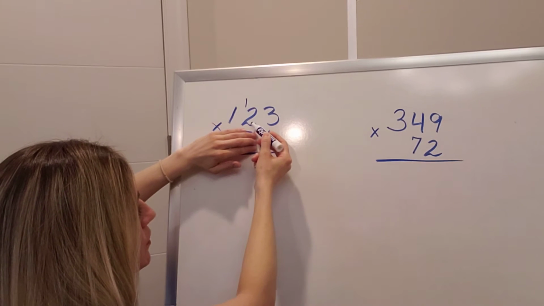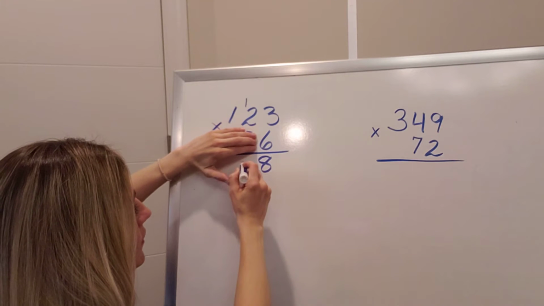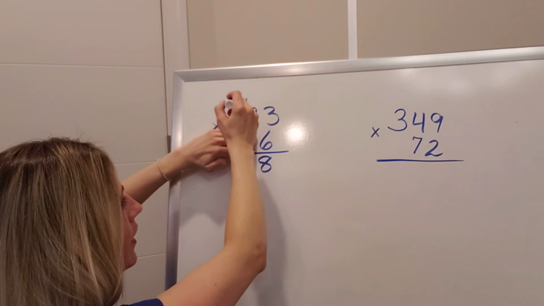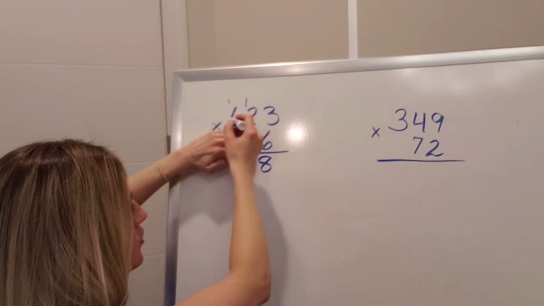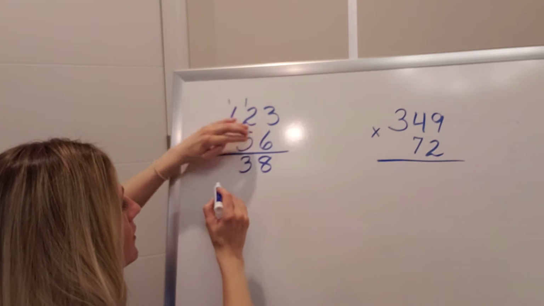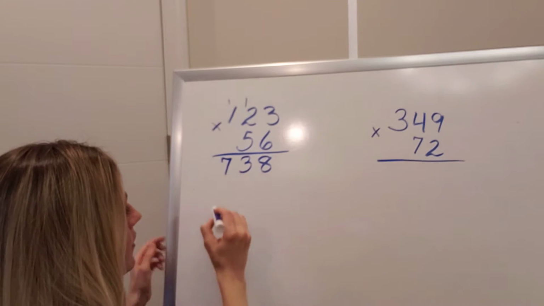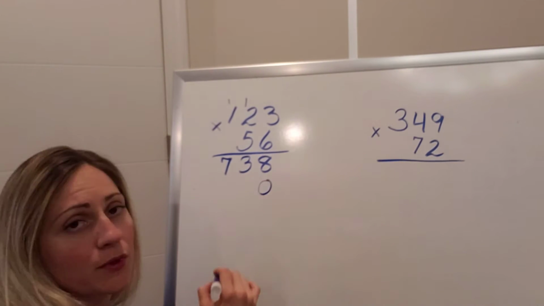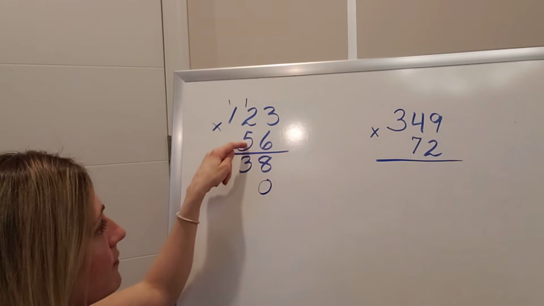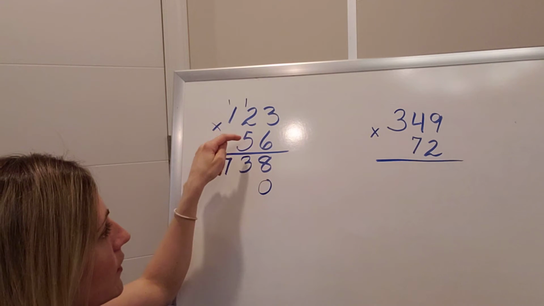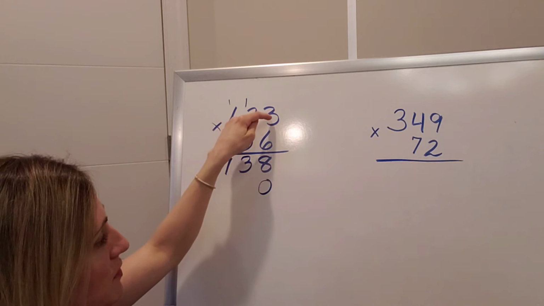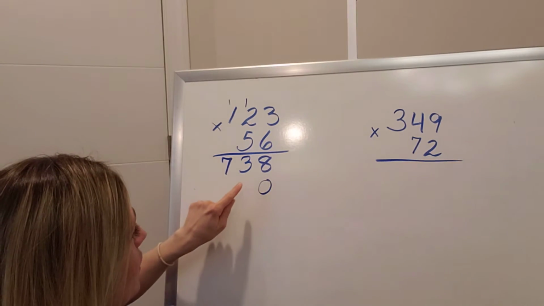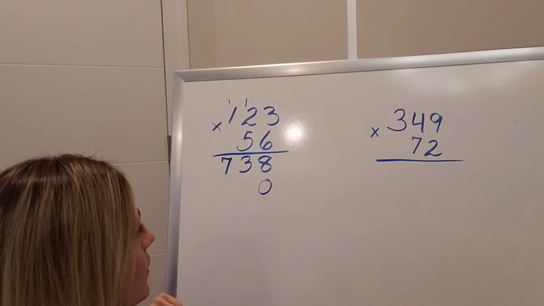6 times 2 is 12 plus 1. There's your 3. You do not write 13 here. You carry the 10. 6 times 1 is 6 plus 1 is your 7, and you line them up. Next, you always make sure that you keep this as 0 because this is not a 5, it's a 50. If you multiply 50 times 3, you're going to get 150. You're not going to have anything in the ones place.